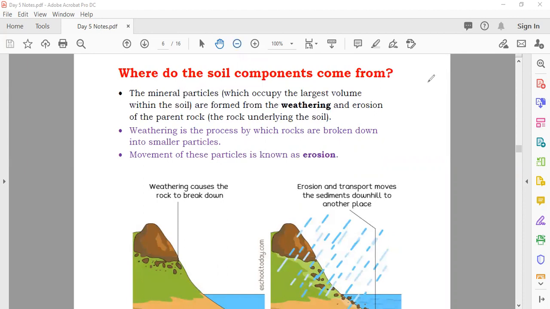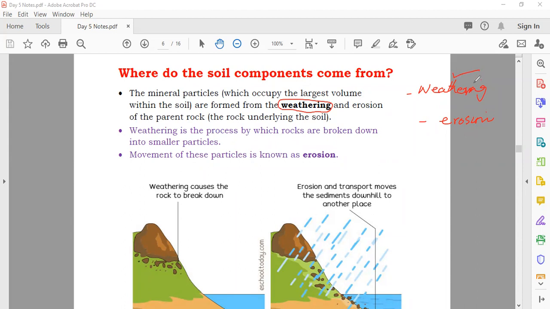There are two words you will find more and more. Number one is weathering, and the other is erosion. There's a slight difference between them. Weathering means the mineral particles, the rocks, break down into small pieces due to weather conditions, water, or heat. That is known as weathering.